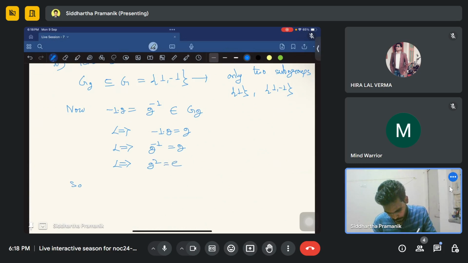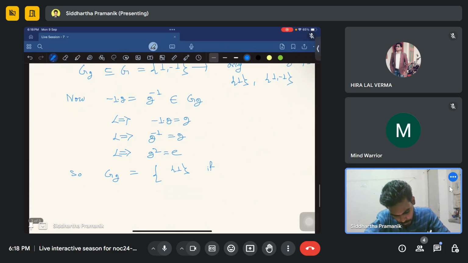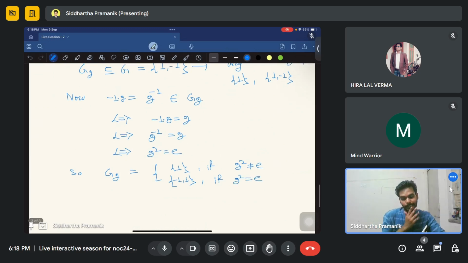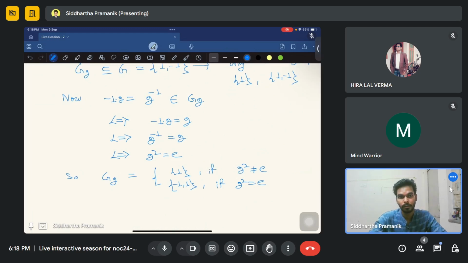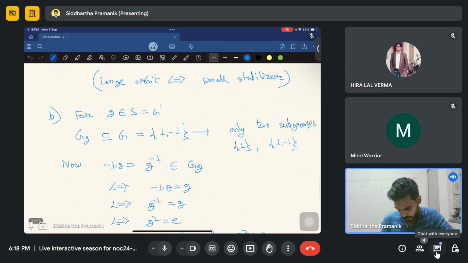So the stabilizer is a singleton set if g square is not equal to identity, and it is the whole group if g square is equal to identity. So is it okay? Yes. Okay, so let's see the third one.